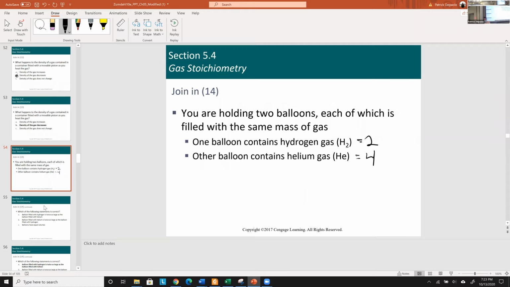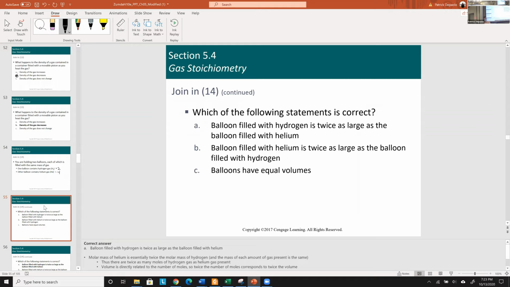They're filled with the same mass, too, so keep that in mind. They're filled with the same mass. Yes, the answer is A.